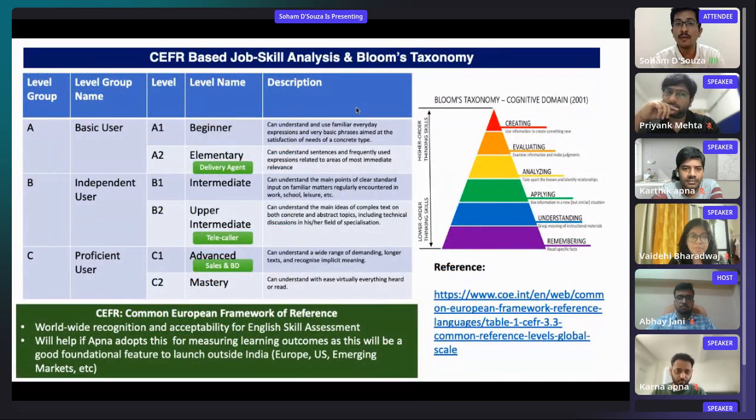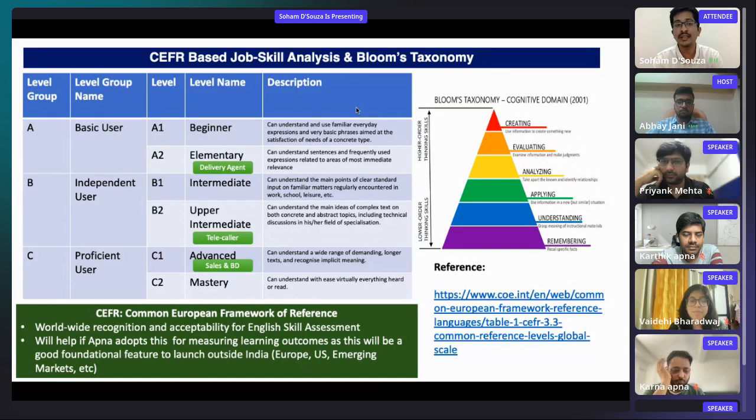Now, how do you do an analysis of the product? CEFR, the Common European Framework of Reference, is one of the most ideal and commonly used benchmarks for English, or any language, proficiency. This CEFR framework, A1, A2, B1, B2, can be used: like a delivery agent is at A2, and sales and BD is at C1.